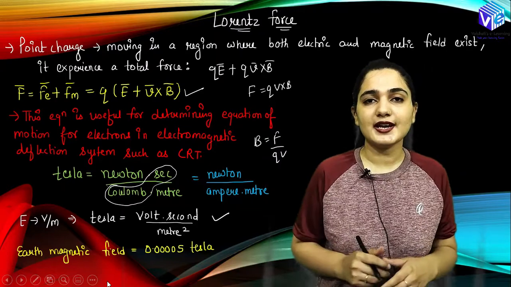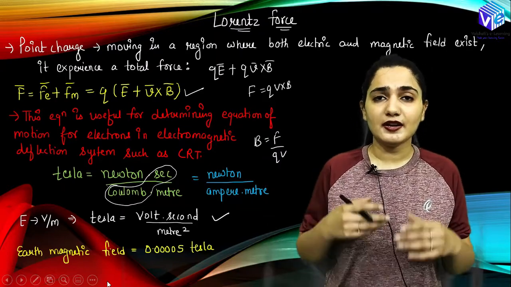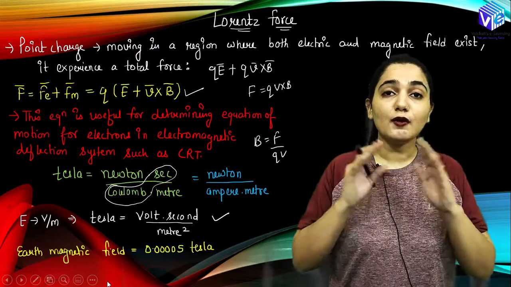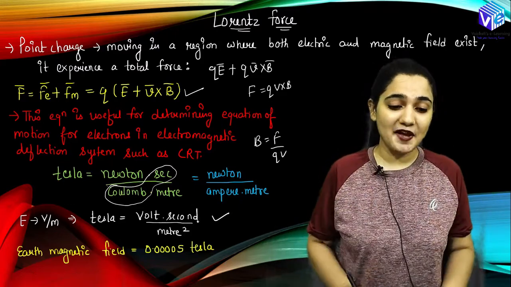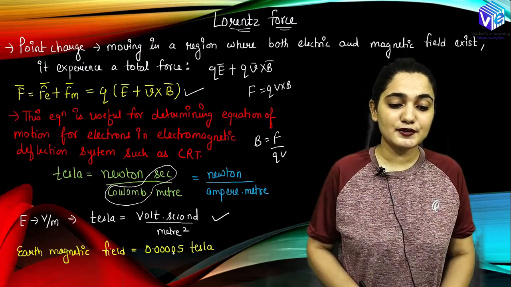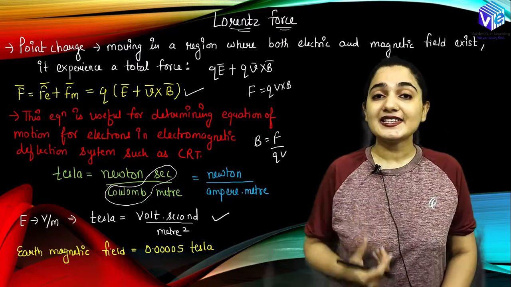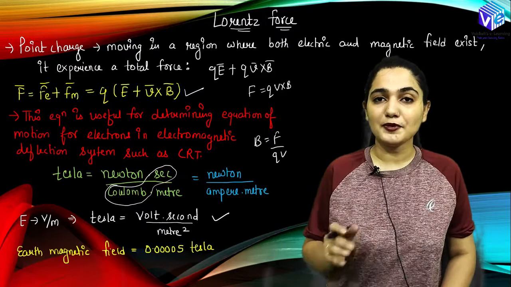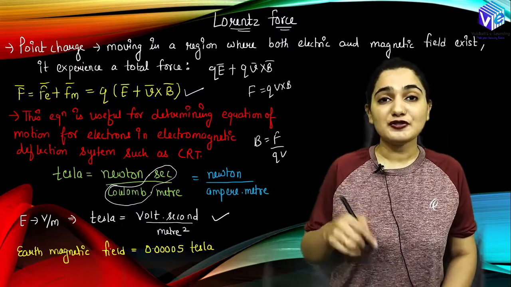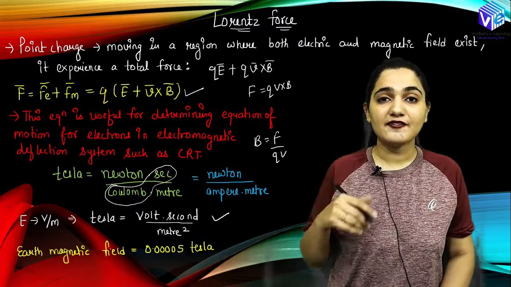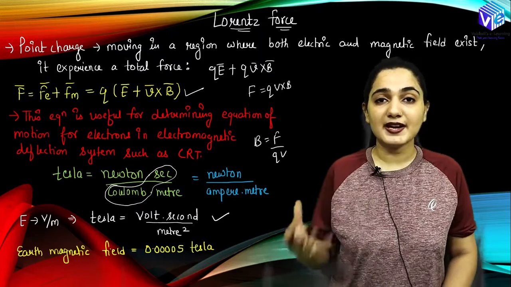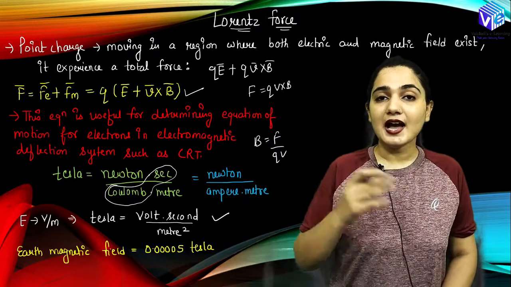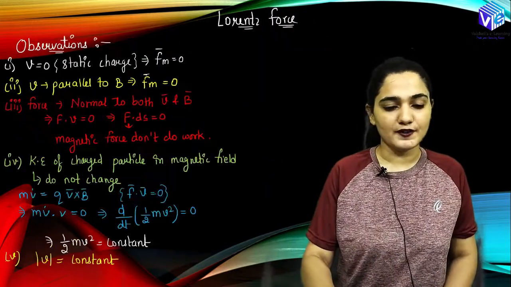Now you should understand that Tesla is a very big unit. The field of the overall earth is 0.00005 Tesla. Tesla is a very big unit, so I am not using Tesla in the practical computation, or if I am using it, it is with 10 raised to power minus 5, 10 raised to power minus 6, 10 raised to power minus 7 and so on. But if I don't want to use Tesla, I can have the smaller units like the Gauss as well.